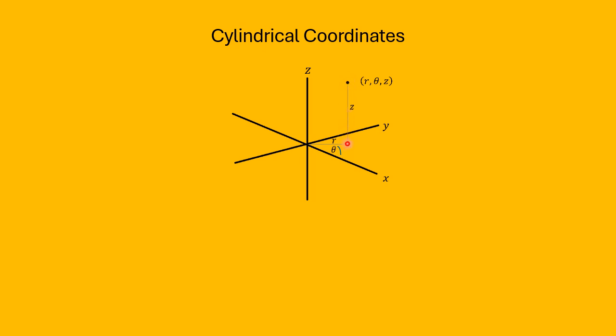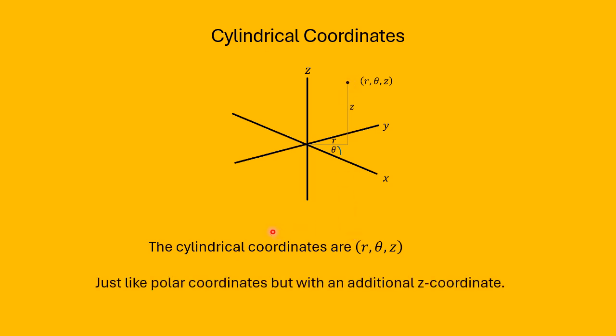This point in the plane we can find polar coordinates for, r and theta. Then we can attach to that one more coordinate, z, and get cylindrical coordinates of this point, r, theta, and z. So the cylindrical coordinates of this point are r, theta, and z. And we can say that cylindrical coordinates is just like polar coordinates, but with an additional z coordinate.